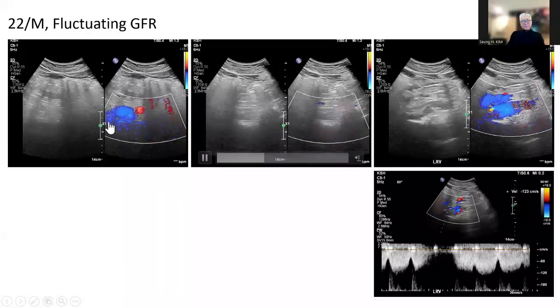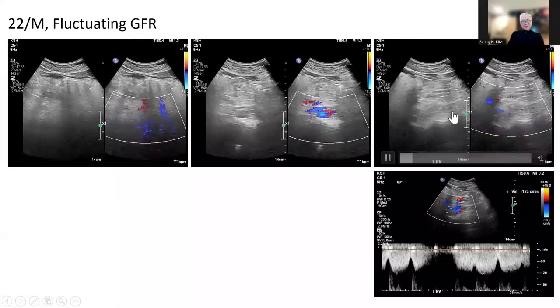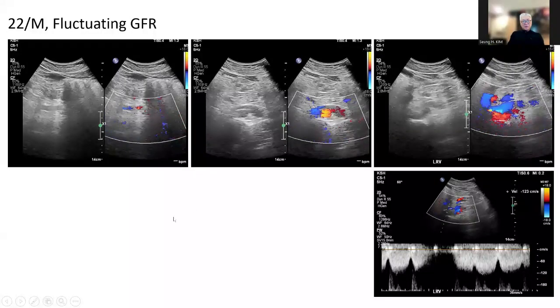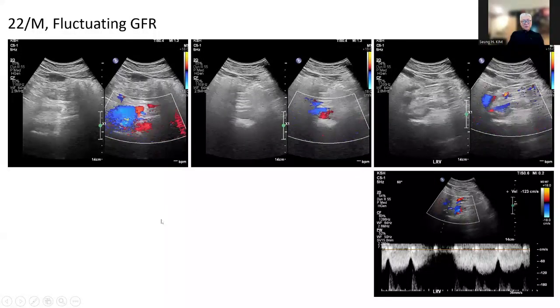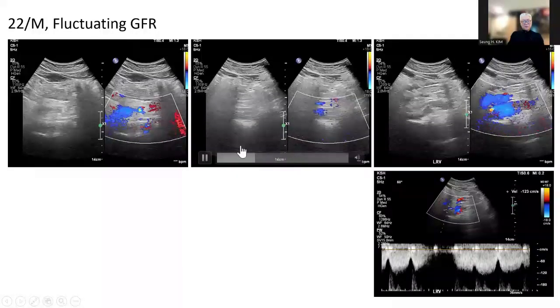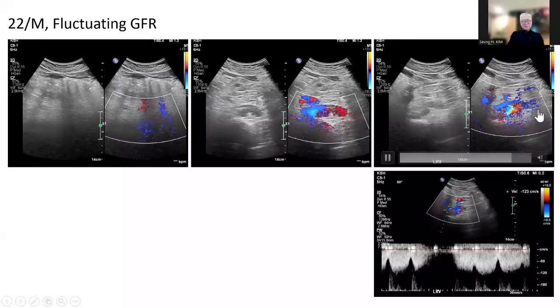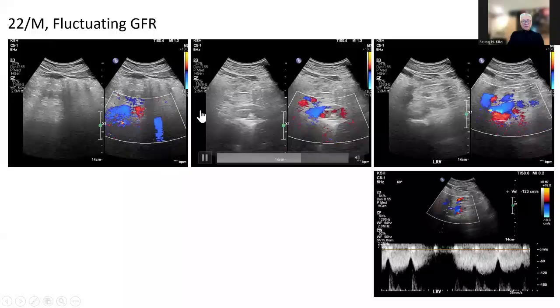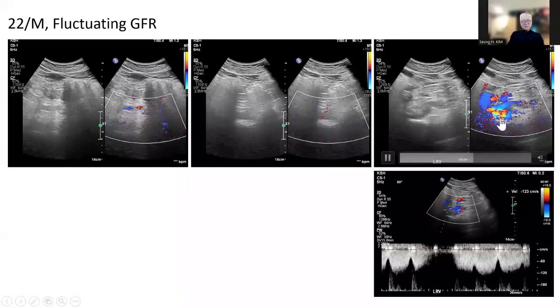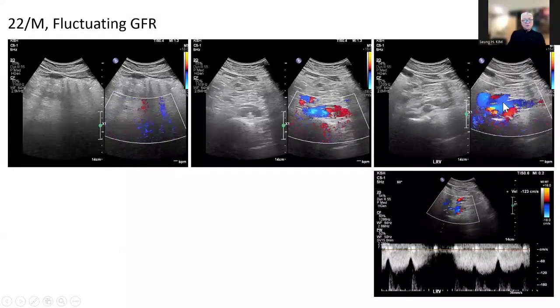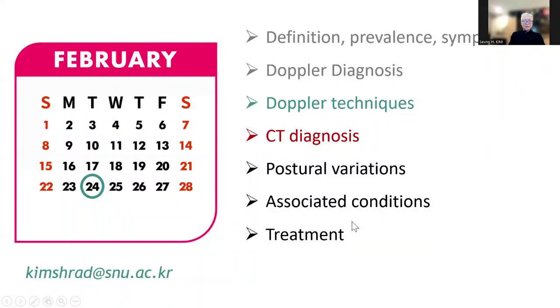So this case tells us that we do not need to hurry too much. We need to wait a little, and then we can probably see the left renal vein better. Probably this is a cumulative effect of lateral compression in the supine position. So this is the last slide, and I will finish my talk here.